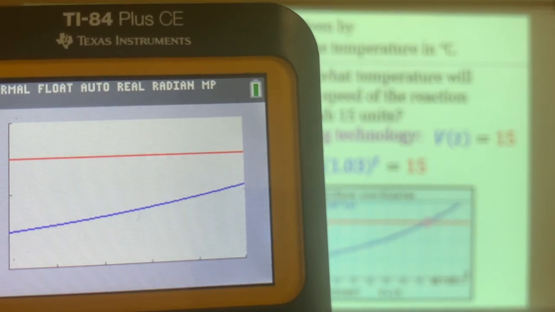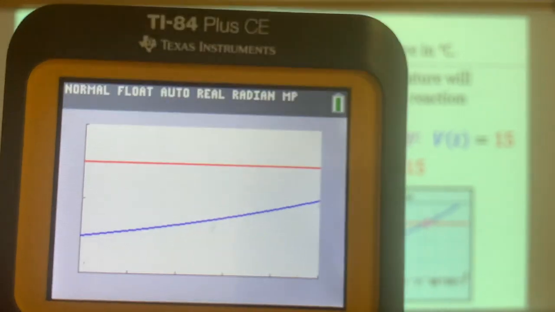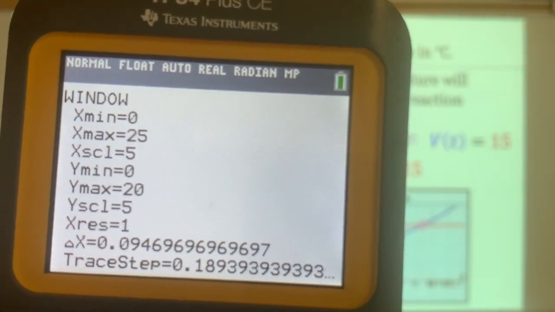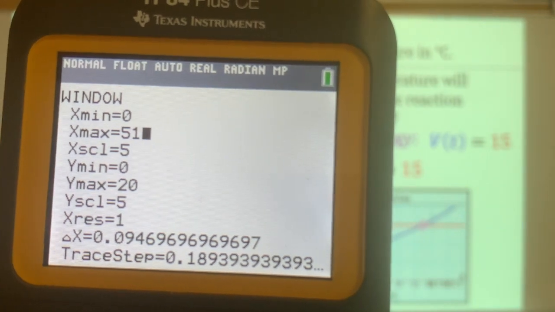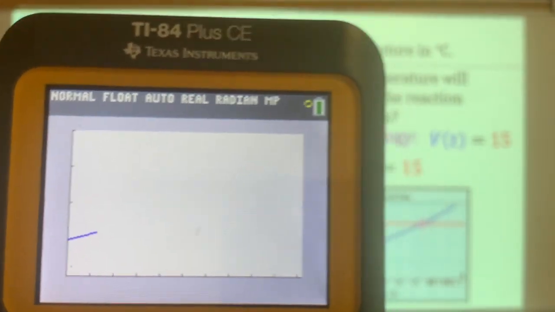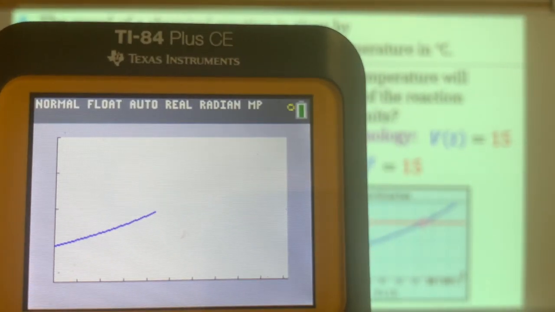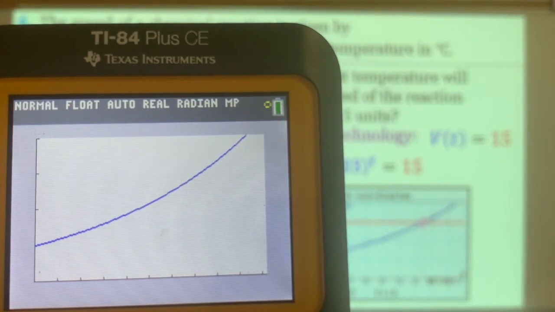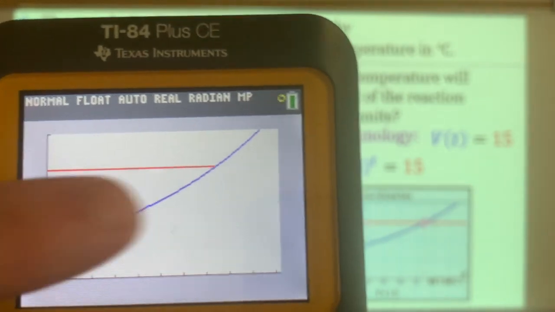Oh, and V of T equals 15. So now look at the graph. Doesn't even fit there. Oh, man, my window. X max, I'm going to make, I don't know, 50. 51, doesn't matter. So look, sometimes you just have to keep on adjusting this. This is why I'm doing this, just to show you how annoying it gets sometimes. There we go. Got an intersection.